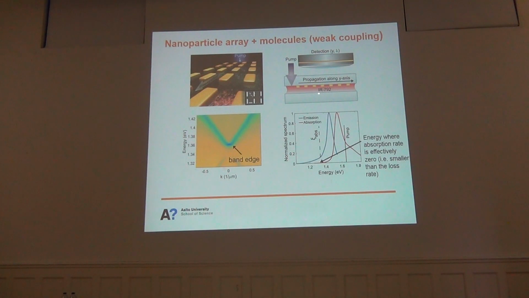And then the fluorescent molecules that we are using have their characteristic emission and absorption profiles. One interesting point that I want to point out from this spectrum is a point where the absorption probability of these molecules goes close to 0. Beyond this region, the molecules basically can only emit. They cannot absorb photons anymore. Next I will show you a few experiments where we play with the relative distance of this point where the absorption goes to 0 and the band edge position.